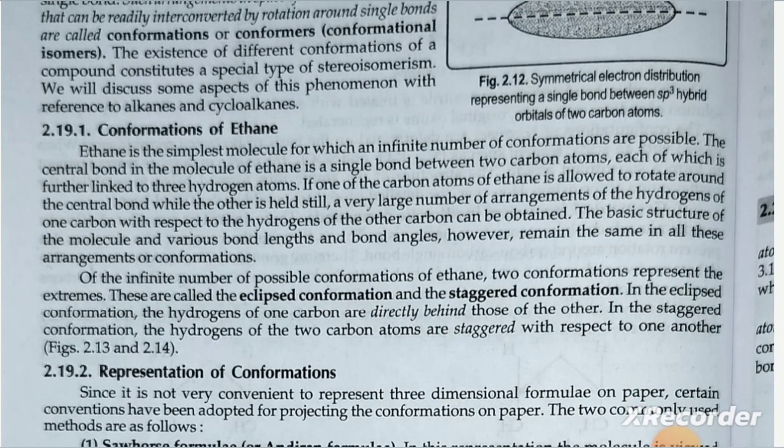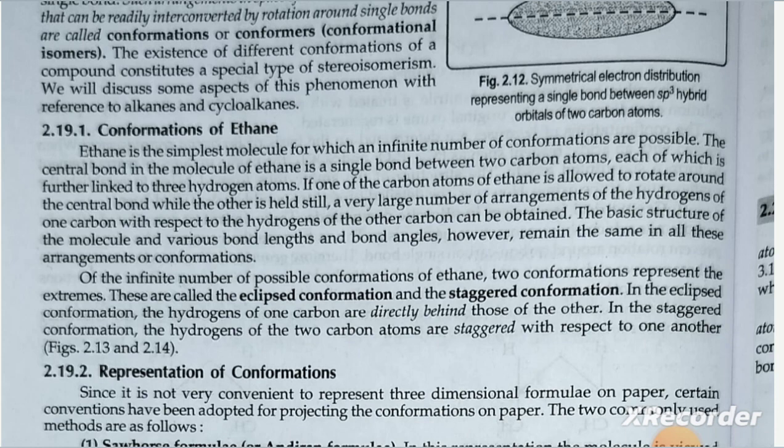Ethane is the simplest molecule for which an infinite number of conformations are possible. The central bond in the molecule of ethane is a single bond between two carbon atoms, each of which is further linked to three hydrogen atoms. If one of the carbon atoms of ethane is allowed to rotate around the central bond while the other is held still, a very large number of arrangements of the hydrogens of one carbon with respect to the hydrogens of the other carbon can be obtained. The basic structure of the molecule and various bond lengths and bond angles, however, remain the same in all these arrangements or conformations.